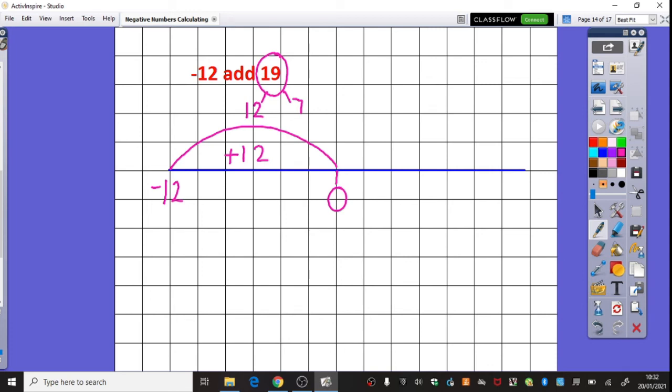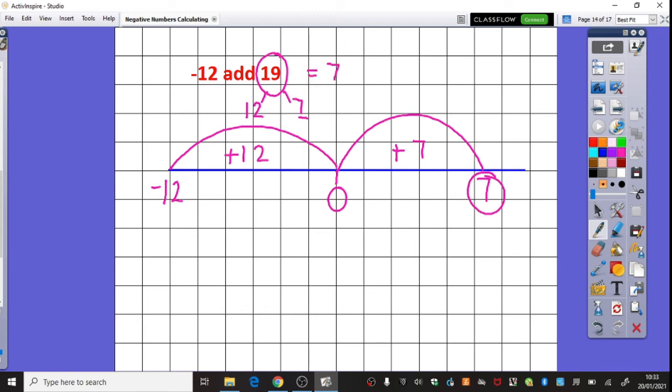If I think about partitioning 19 into 12, it would be 12 and 7 because 12 and 7 makes 19. So I've started on minus 12, I've added 12 to get to 0, but I still need to add another 7 from 0 to get to my answer. And if I'm on 0 add 7, the answer is 7. So we can see that one there.